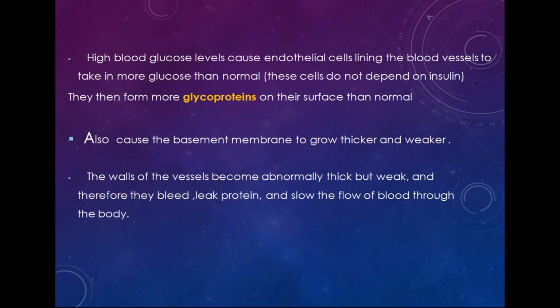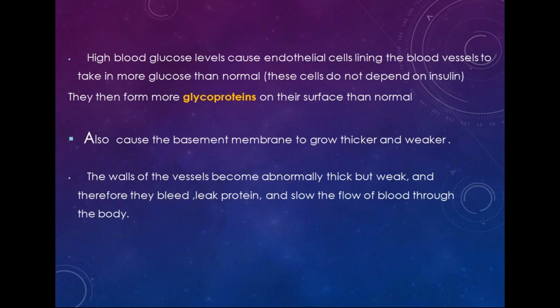High blood glucose levels cause endothelial cells lining blood vessels to take in more glucose than normal. These cells do not depend on insulin. They then form more glycoproteins on the surface than normal, and also cause thickening of the basement membrane. The wall of the vessels becomes abnormally thick but weak, and they will bleed. There will be loss of intramural pericytes.